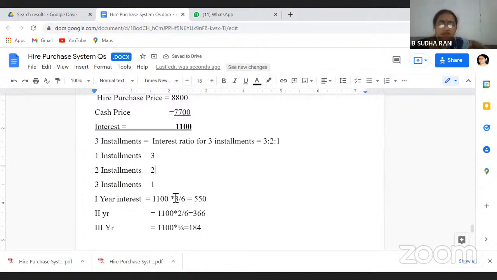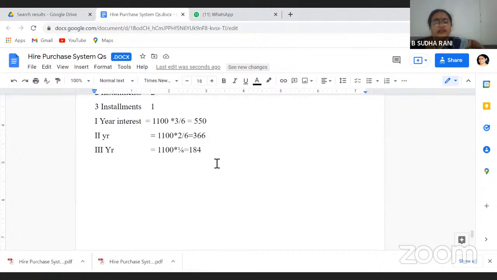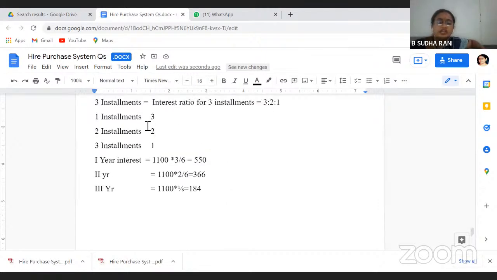1,100 total interest into 3/6. If you do, you get the first year interest. Similarly for the second year, 1,100 total interest into second year weight, 2/6, you get an amount. Third year again 1,100 total interest into the weight by total.